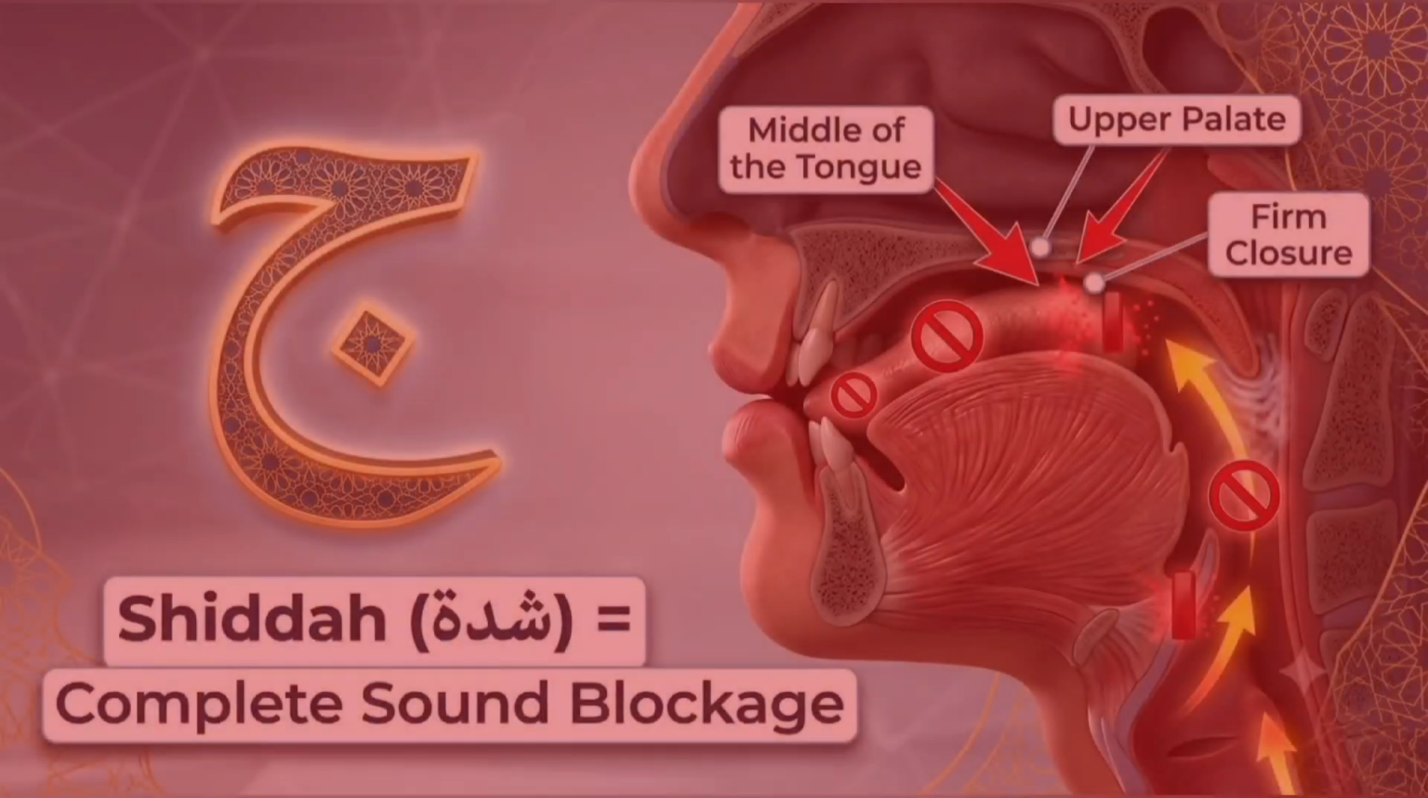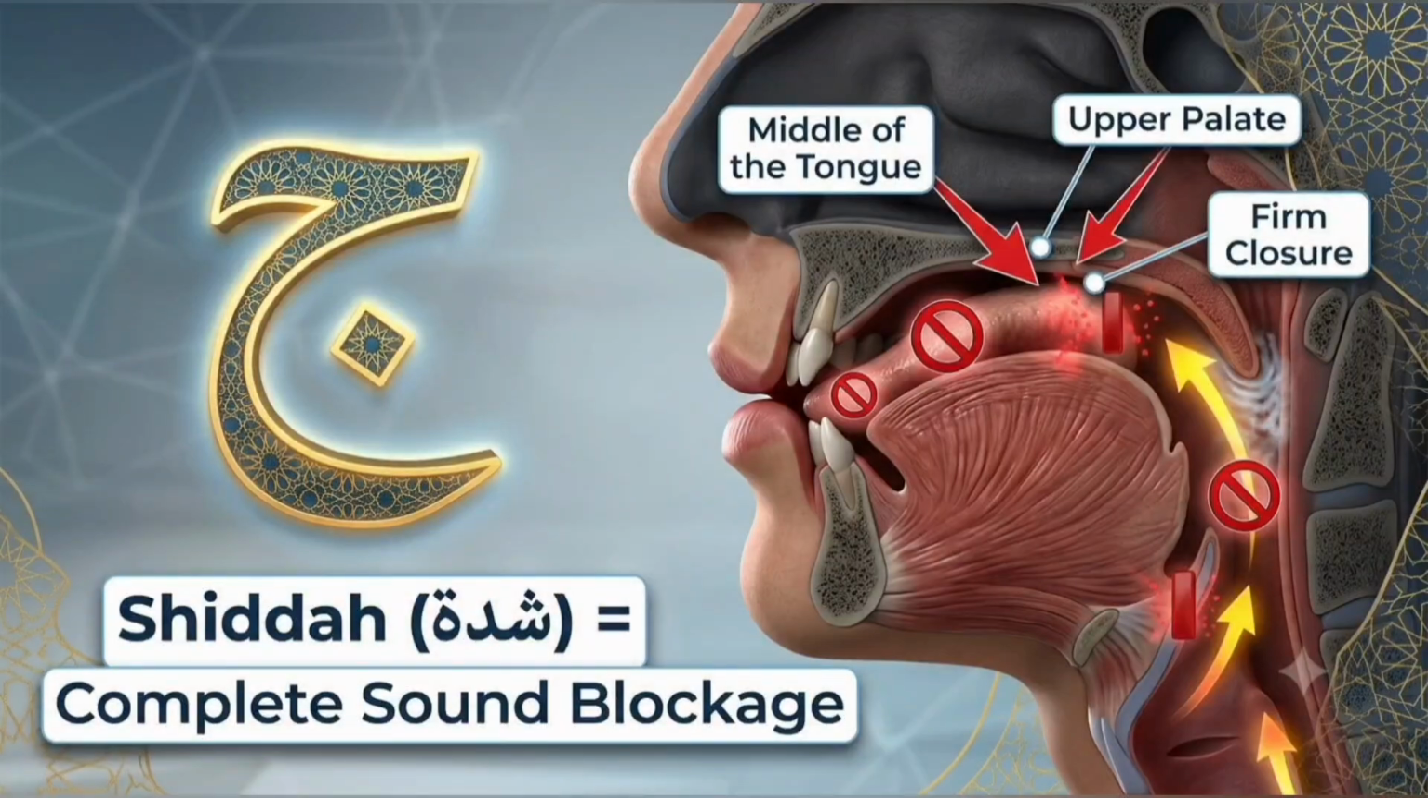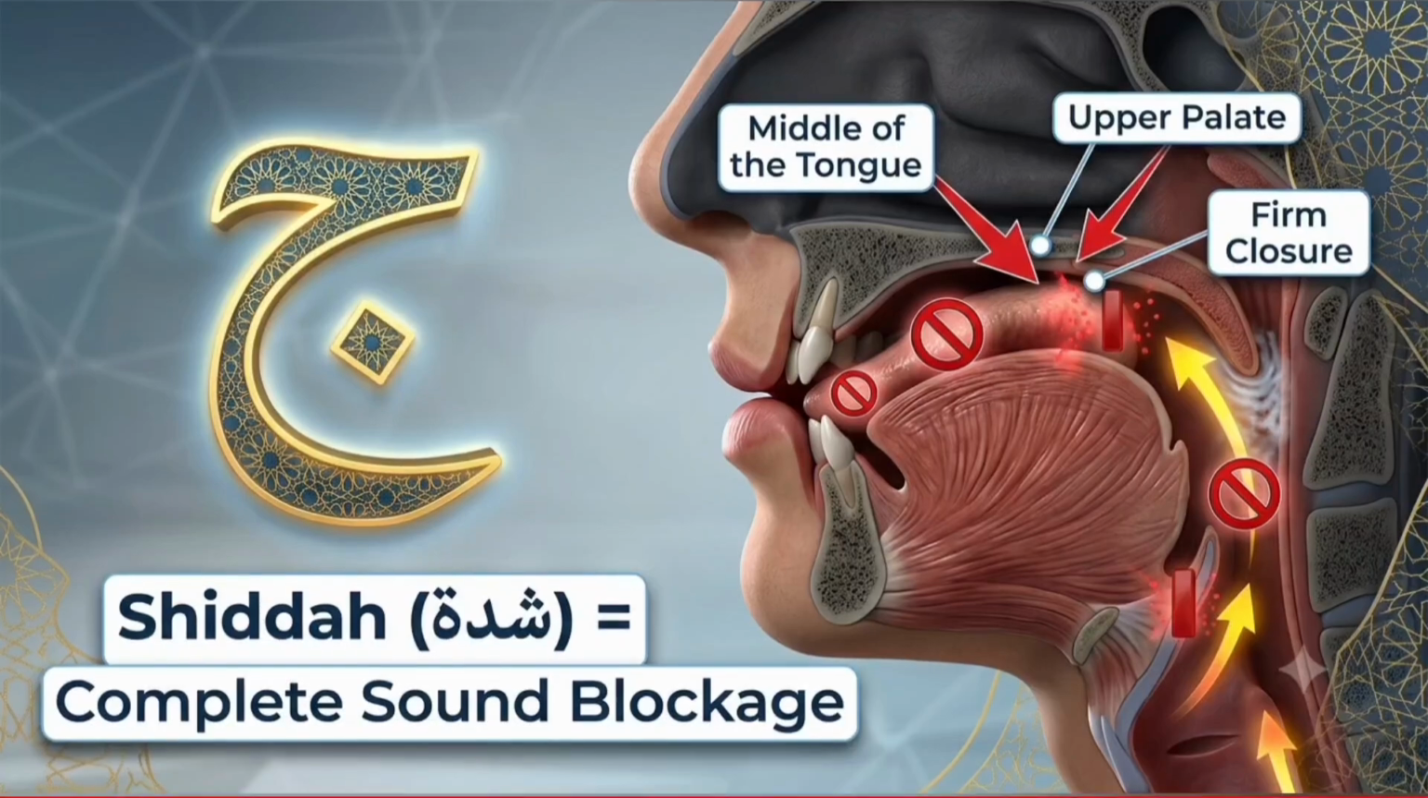Why is the letter Jeem described as having the quality of Shiddah, strength? Jeem has the quality of Shiddah because its articulation point is completely closed, preventing the sound from flowing. This makes it a strong letter.